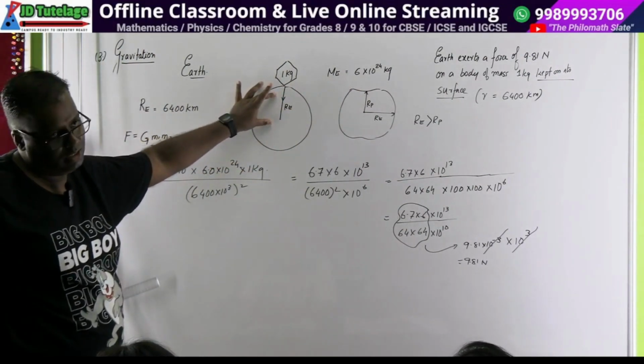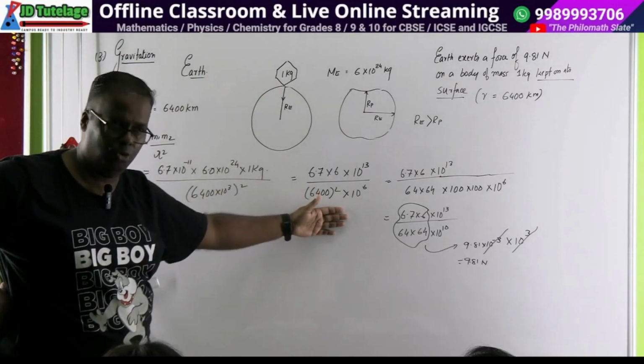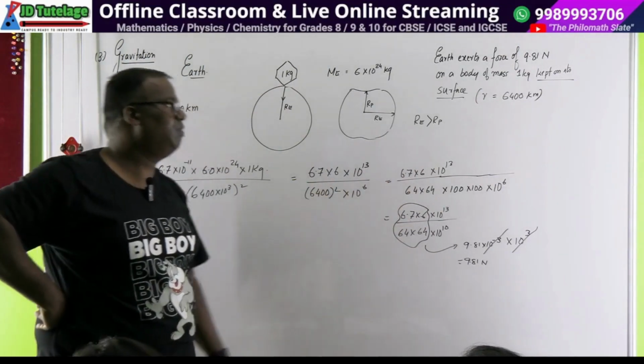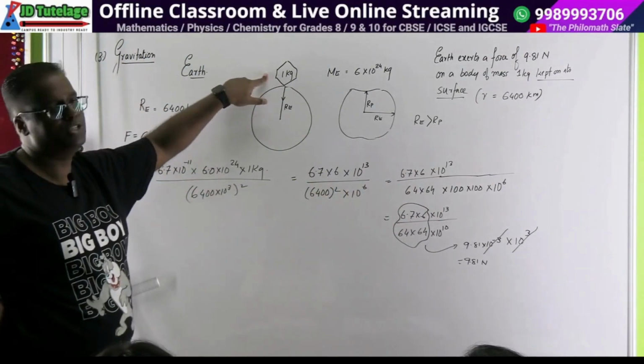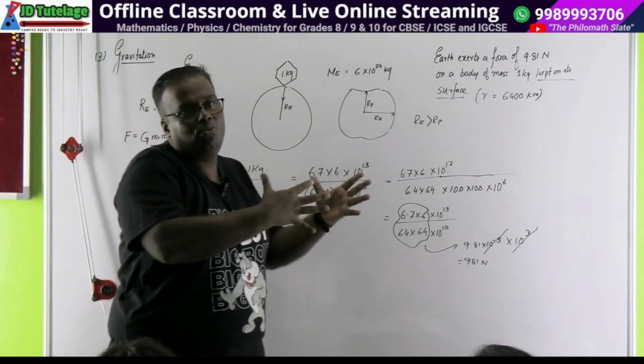6400 kilometers. Poora cheez, ye sab aapko koi exam mein nahi poochhega. Nobody is going to ask you these questions, okay, these calculations. But from here we find out that a body of mass 1 kg experiences a pull of 9.81 Newton.